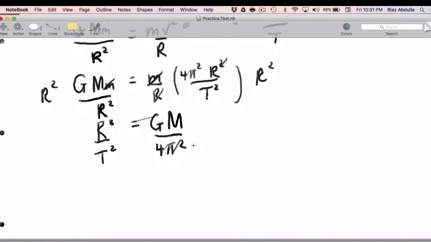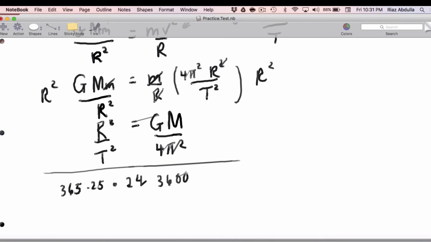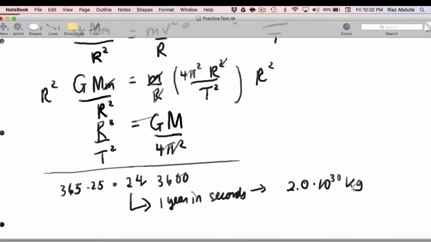Now, given the numbers that were given in this problem, one small thing is there's one unit conversion you need to do for the second part. You need to convert years to seconds. And to do that, you'll take the number of days in a year, times it by 24, and times it again by 3,600. When you do all that to get 1 year in seconds, and then you plug it into this formula here, you'll end up getting that the mass of the sun is about 2.0 times 10 to the 30th kilograms.